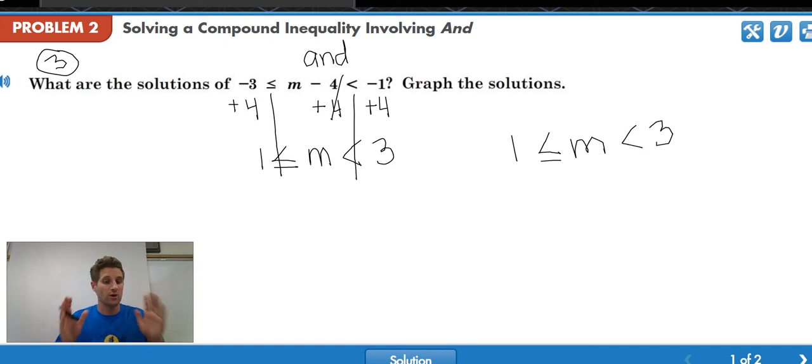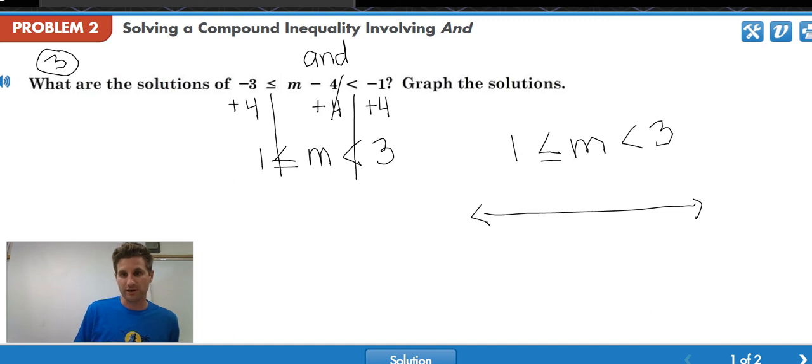Okay? Again, we know it's an and inequality because it's written as one. And they're together, right? Just like it's a statement that's together. Or they're 2 separate statements with the word or between them. Okay? Let's go ahead and graph this.